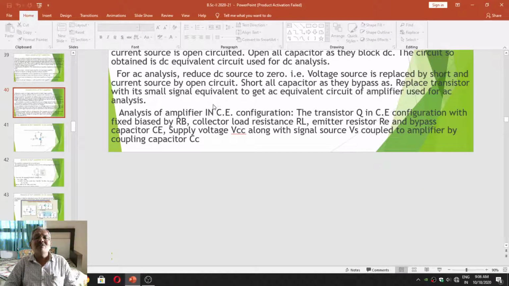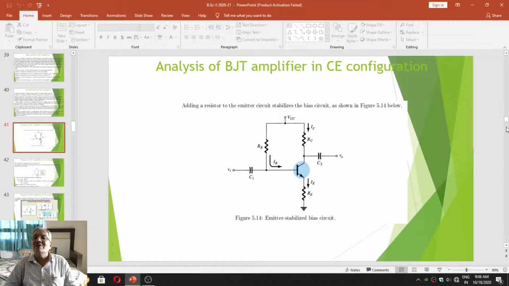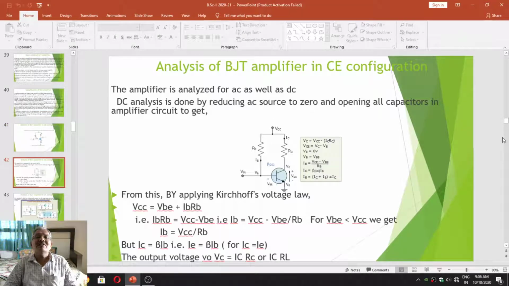To perform the analysis of the BJT in common emitter amplifier, we have the transistor Q in common emitter configuration with fixed bias RB, collector load resistance RL equal to RC, emitter resistance RE, and bypass capacitor C, supply voltage VCC along with the signal source Vs coupled to the amplifier by the coupling capacitor CC. In general, all these aspects are going to be considered. Now, this circuit is to be analyzed.